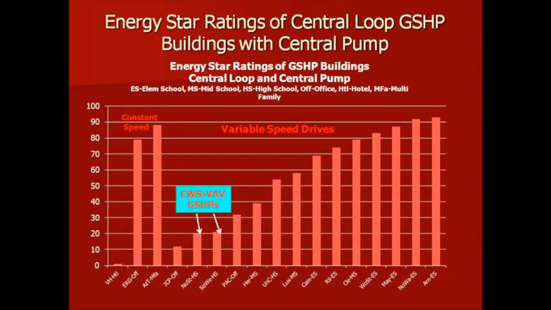And you can see here's how it laid out. There were 3 systems with constant speed ground loop pumps, and the rest here you see were variable speed drives. So this is the central systems, and you can see that really, on an average, they were about average, and the owners spent quite a bit more for putting in a ground loop, and they got average results.